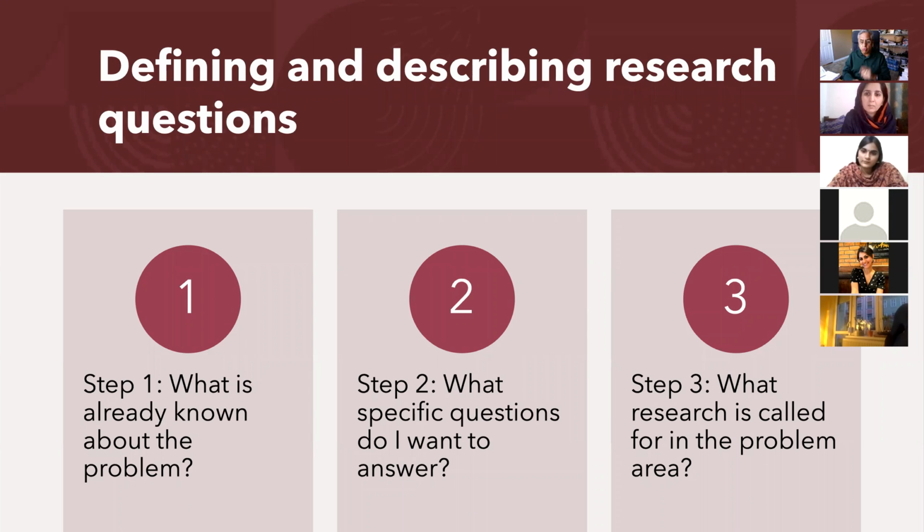Okay. So step 3, what research is called for in the problem area? So now you've identified a problem area, right? You've gone into the literature to figure out what literature is already available on that problem area. What specific questions do I want to answer? Not broadly, but specifically. Once you have that in your mind, what research is called for in that area?